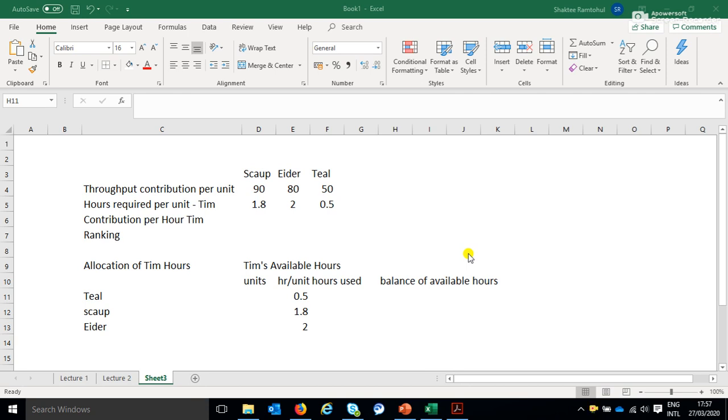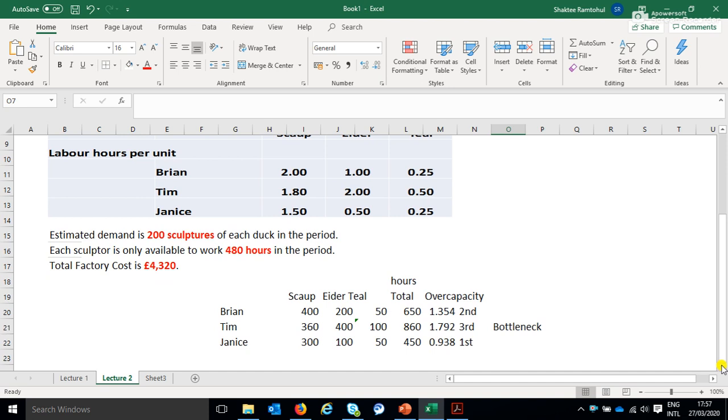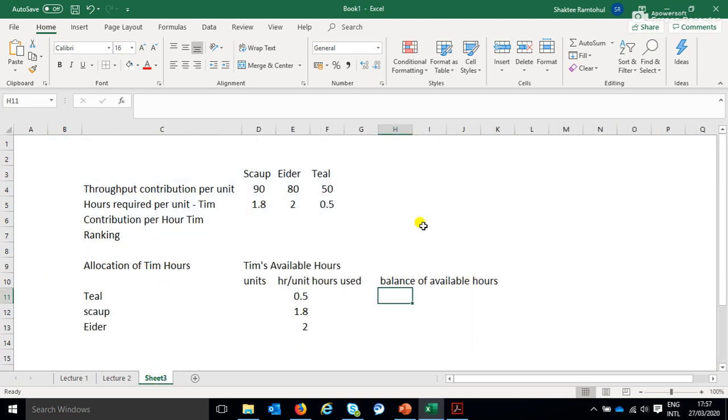In lecture 2, we found out that Tim was the bottleneck. And if you're not familiar with what we covered in lecture 2, you can pause this video and go back to lecture 2. Moving on to lecture 3.